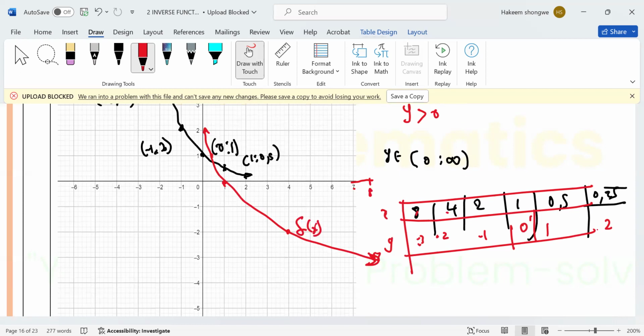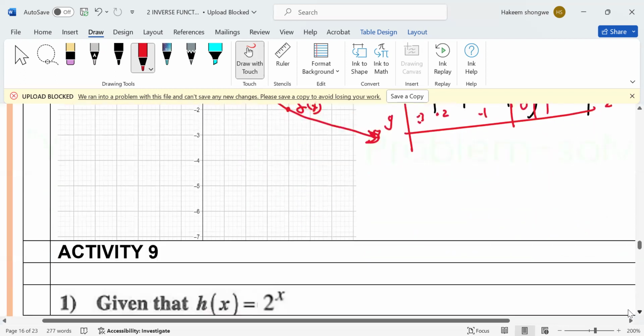And then you can come and do the following as an activity. Activity number 9.